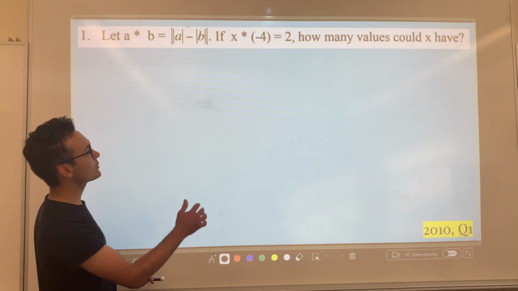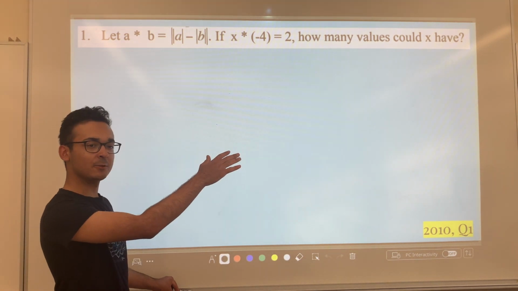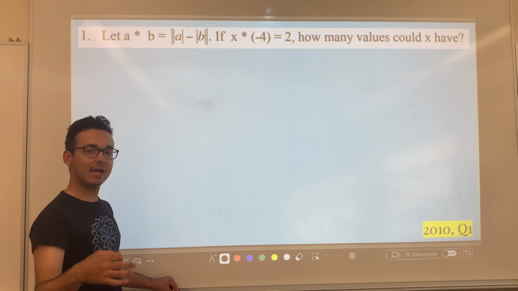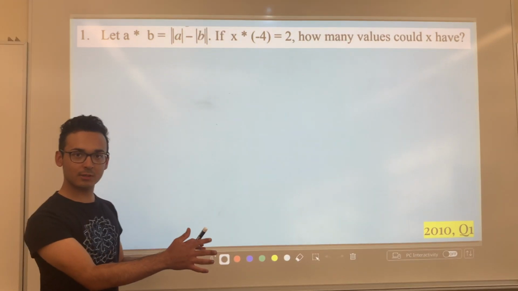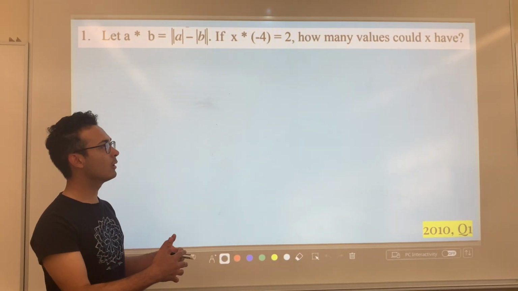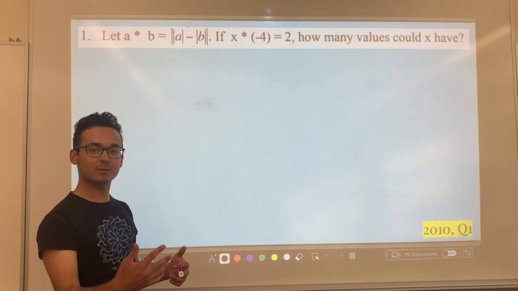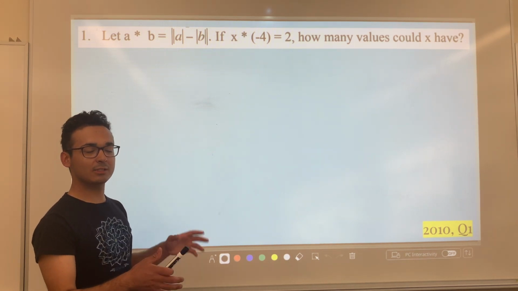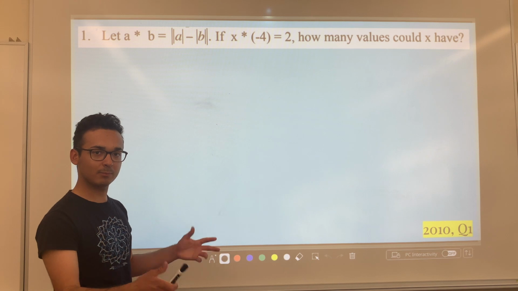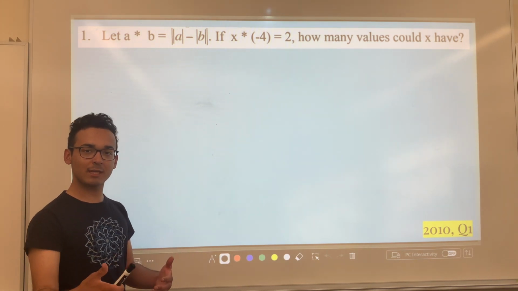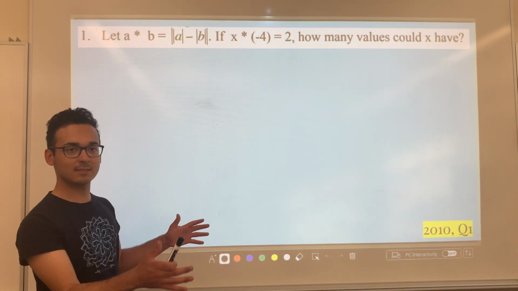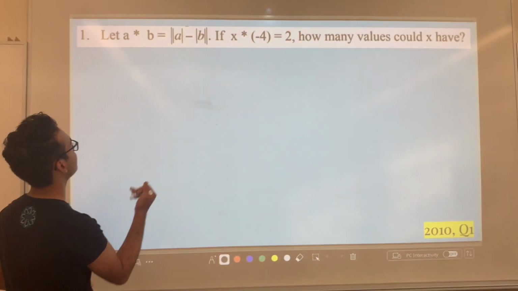Notice how, in this question, it's asking you how many values x could have, and it's not actually asking you to solve for x. I'm going to solve for x anyway, just to show you the process of solving this problem, but you could theoretically just logic this out and think about it. But just to make sure that we're getting to the right answer, let's solve for x in its entirety. So let's set this up.